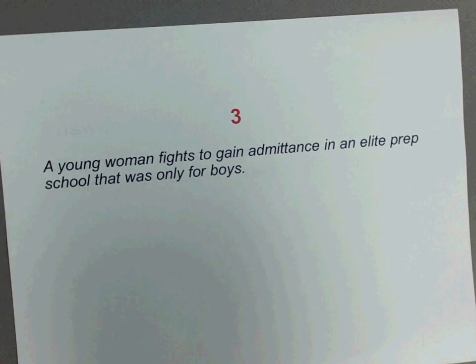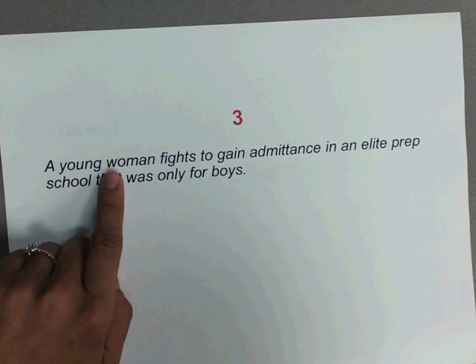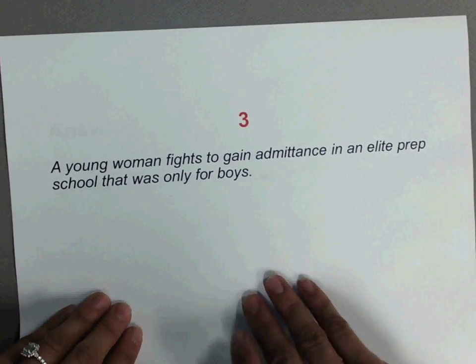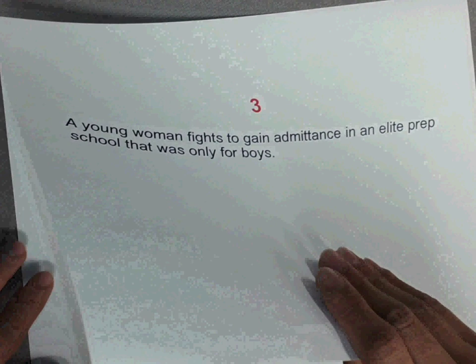And our last example. A young woman fights to gain admittance in an elite prep school that was only for boys. So we have our young woman, which is our protagonist, and the elite prep school would be our antagonist. So it would be person versus society.